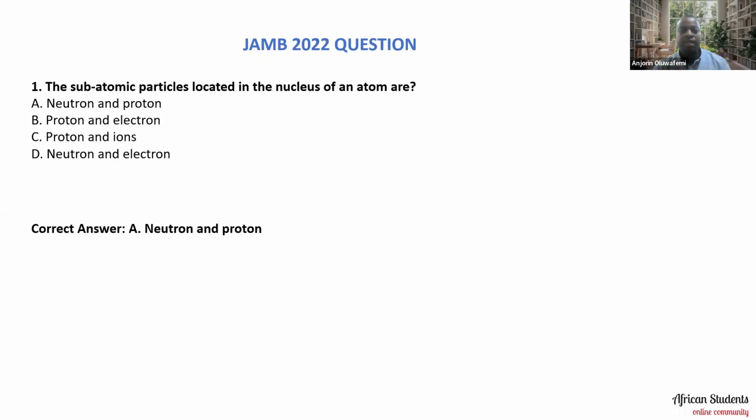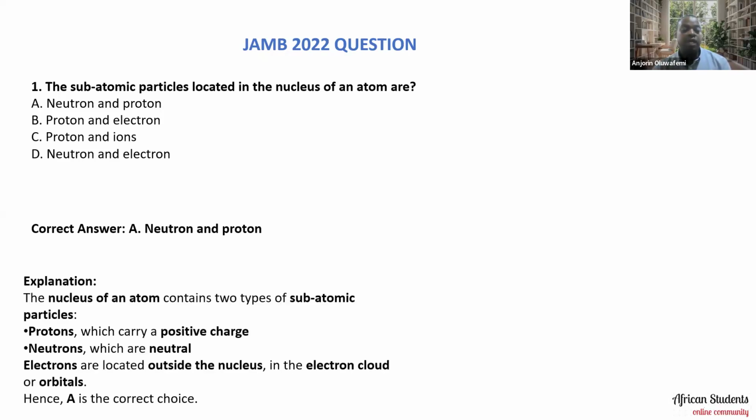That's the subatomic particles that are located in the nucleus of an atom. So the nucleus of an atom contains two types of subatomic particles, which are the protons, which carry a positive charge, and then the neutrons, which are neutral. Electrons are located outside the nucleus in the electron cloud or orbital. So option A is the right answer.